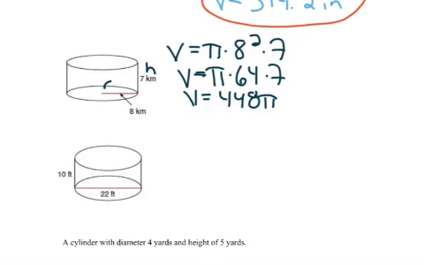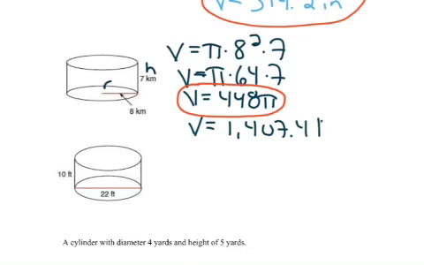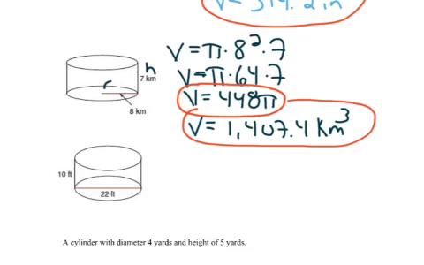So like I said, you might see this as an answer choice on your PSSAs, or multiply 448 times pi, and you would get roughly 1,407.4 cubic kilometers. Either one of those answers would work.